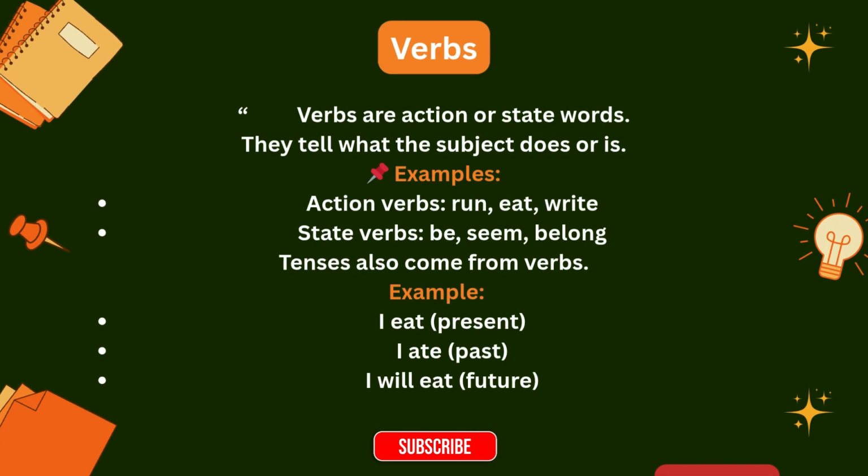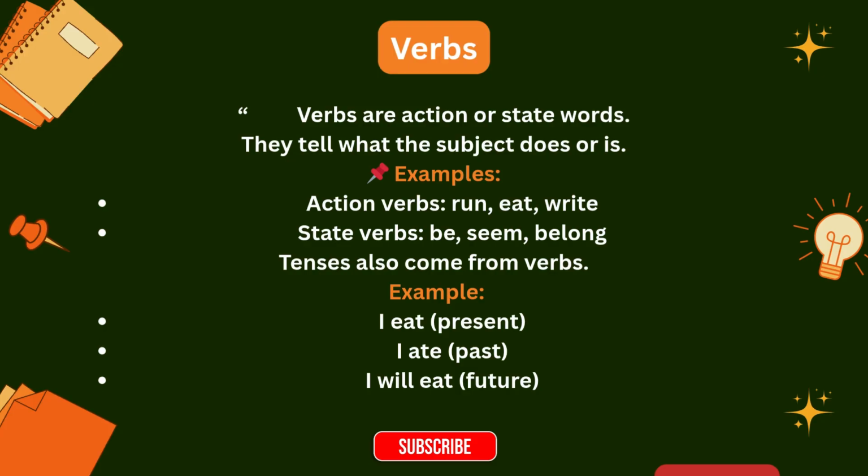Verbs. Verbs are action or state words. They tell what the subject does or is. Examples: action verbs, run, eat, write. State verbs, be, seem, belong. Tenses also come from verbs. Example: I eat, present. I ate, past.